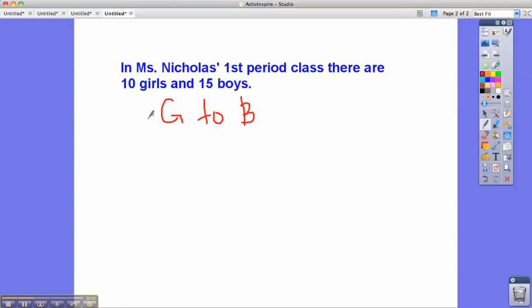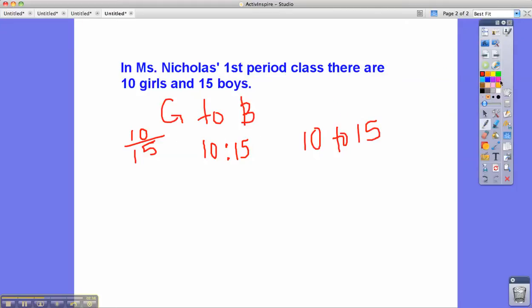So if we're comparing girls to boys, we can write that in 3 different ways. The first way is like a fraction. So 10 girls for every 15 boys. The second way, with the semicolon, 10 girls for every 15 boys. And the third way is with the word, 10 to 15. So if you look at this, all of these are girls to boys.